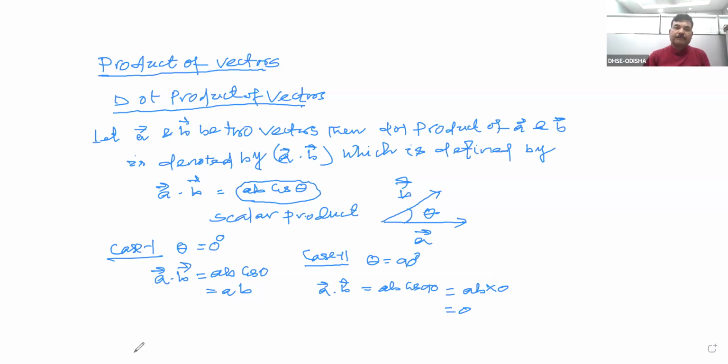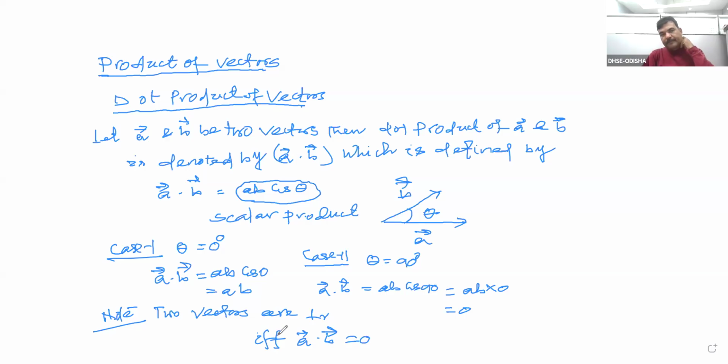So, write down a note point. Two vectors are perpendicular if and only if A dot B is equal to 0. Okay? Guys, quickly note it down.